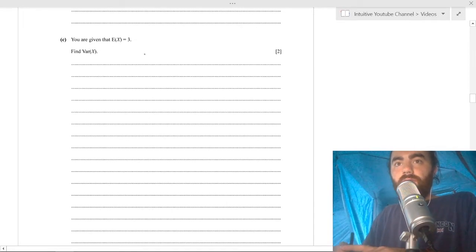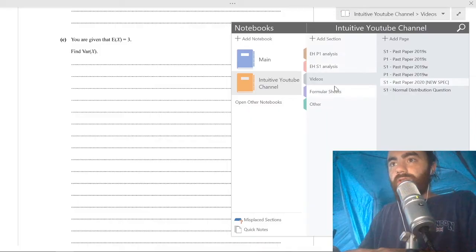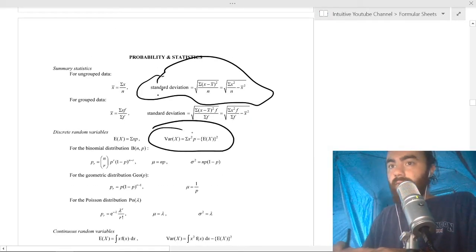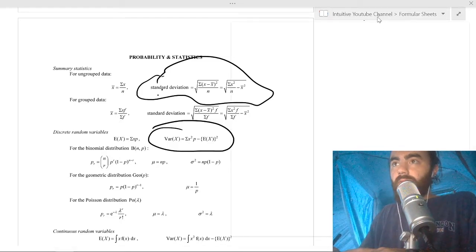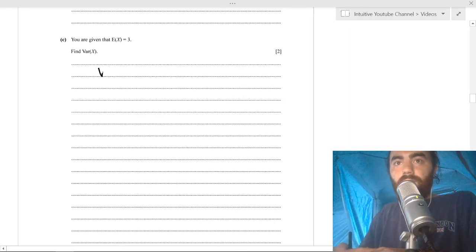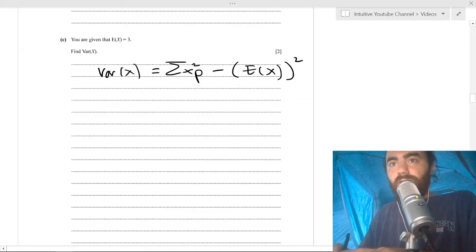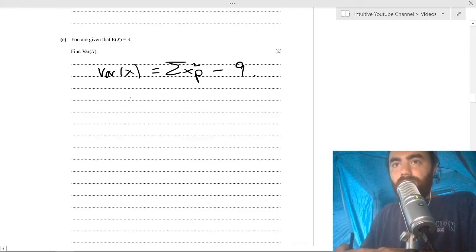And now I ask you to find the variance of x. Well, you can simply use an equation here for discrete random variables, which this is. So we can say the variance of x equals the sum of x squared p minus the mean squared. So it's going to be the sum of all these x's minus 3 squared, which is 9. Okay, so let's work this out.